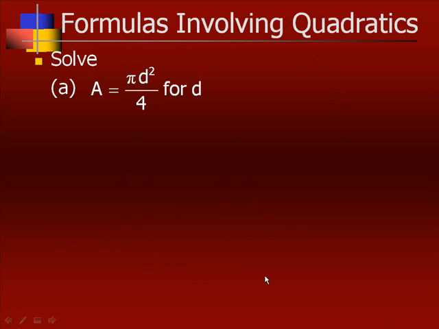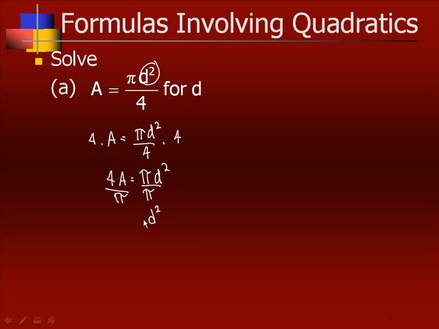Now, a couple of formulas involving quadratics. Remember how we said solve for a specified variable earlier? We're wanting to solve for d squared. So the first thing we're going to do is multiply both sides by 4 to get rid of fractions. So if we've got pi d squared over 4, we're going to do this side by 4 and this side by 4. So we get 4a equals pi times d squared. Now we're going to divide both sides by pi. So we get d squared equals 4a over pi.